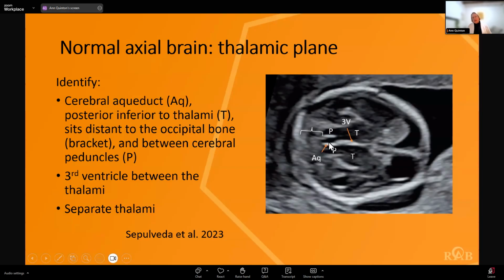So this should be sitting at a distance from the occipital bone, which is posterior here. This bracket is showing you that there is quite a distance between the posterior border of the cerebral aqueduct and the occipital bone here. And in fetuses that have spina bifida, this distance will often decrease. So the cerebral aqueduct will be seen much closer to the occipital bone, or it may not be seen at all.